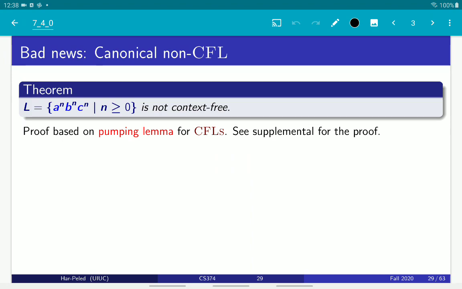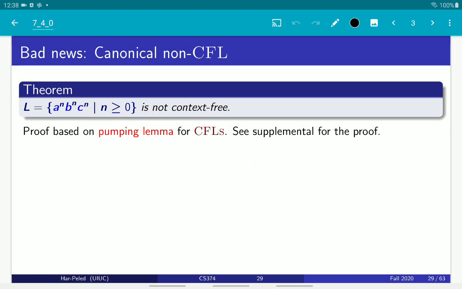Intuitively, you can count with context-free languages only once. If you have to count three times simultaneously instead of two, then you cannot do it with context-free languages. This is very hand-wavy. Showing that a^n b^n c^n is not a context-free language is kind of outside what we want to cover here, but the proof appears in the supplemental, so you're more than invited to have a look and understand it.